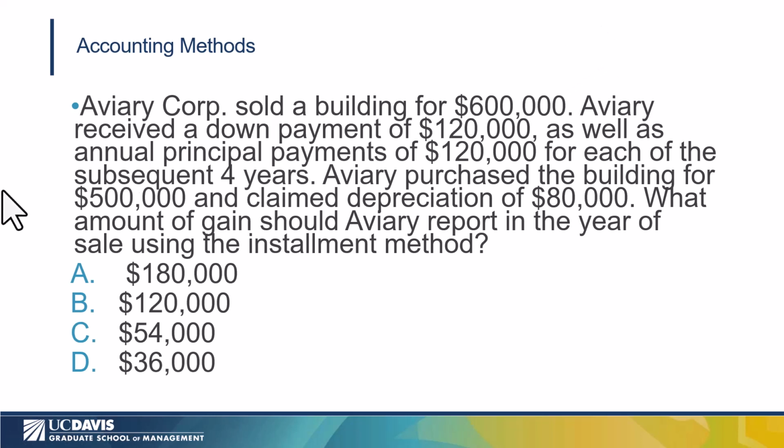Okay. Well, let's see if we can march through this. The first thing we always do is calculate the realized gain. So what is the realized gain? Well, they sold it for 600,000. So 600,000 is the amount realized.